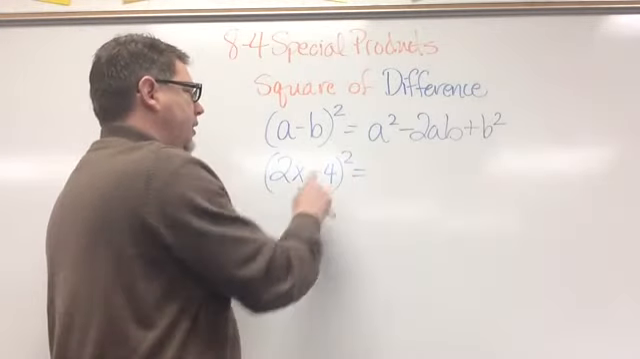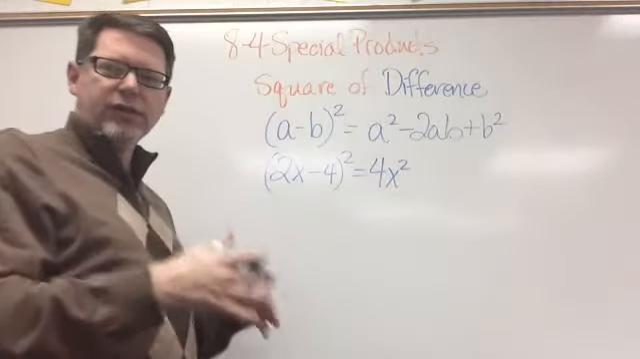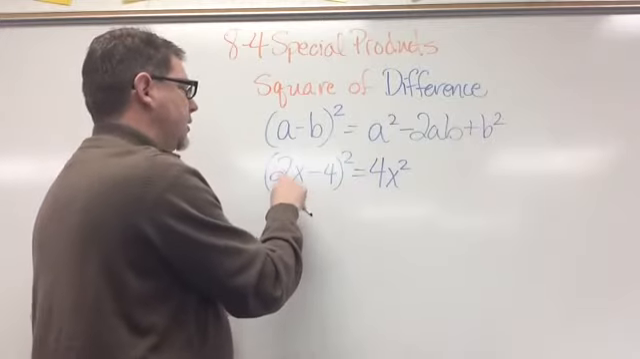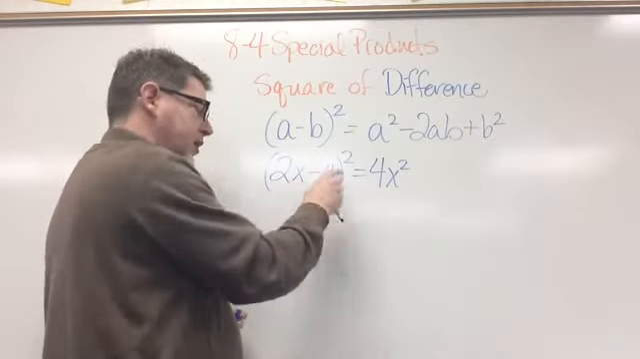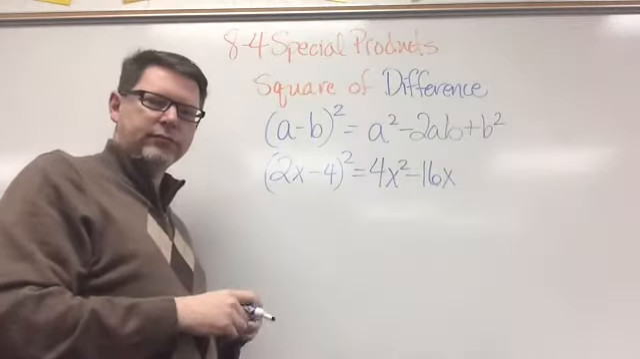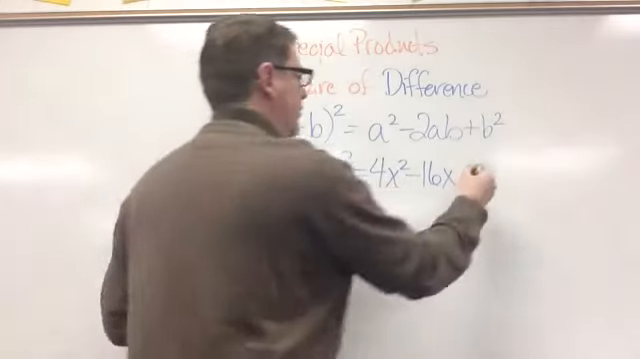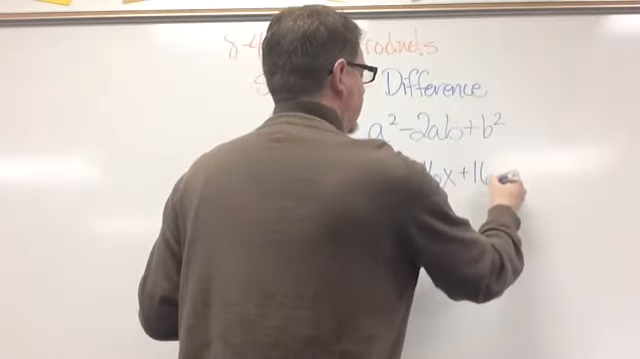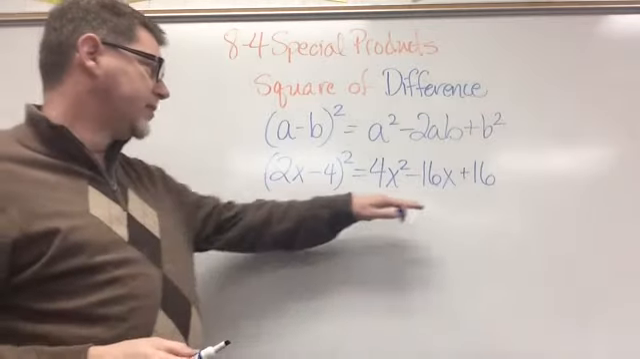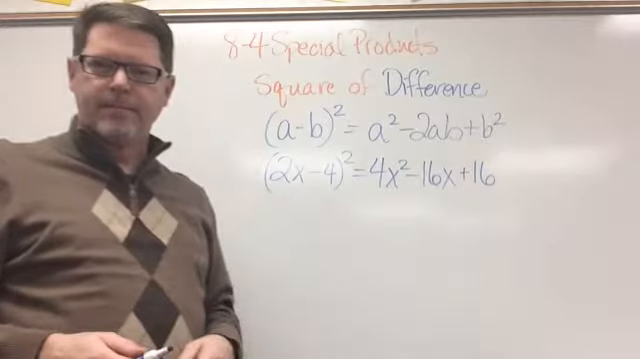2x squared is 4x squared, because 2x times 2x is 4x squared. 2 times 2x is 4x times negative 4 is negative 16x. And then I square negative 4, which equals positive 16. So the solution to 2x minus 4 squared is 4x squared minus 16x plus 16.